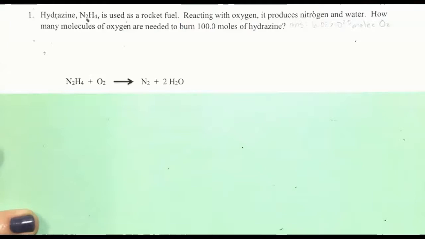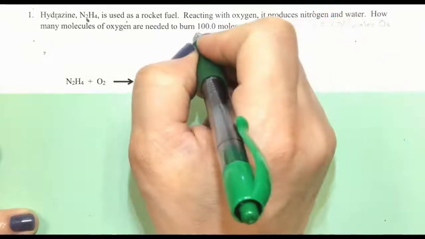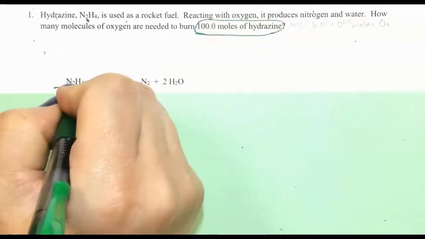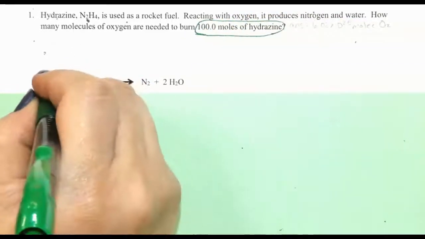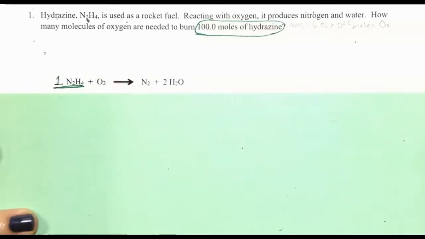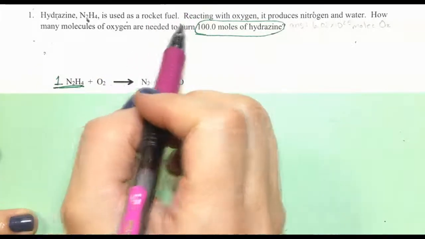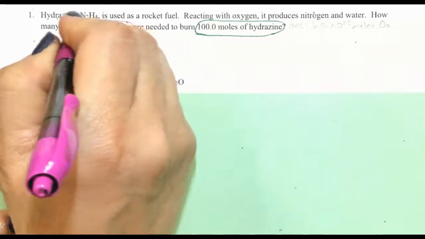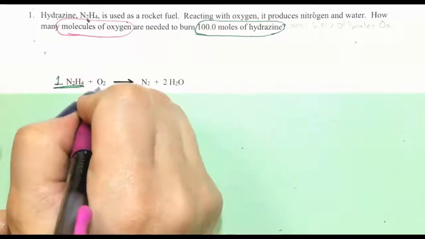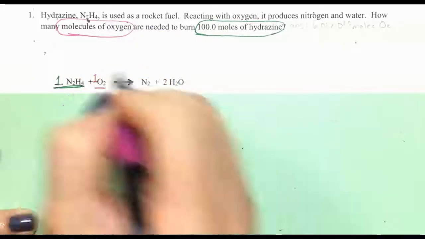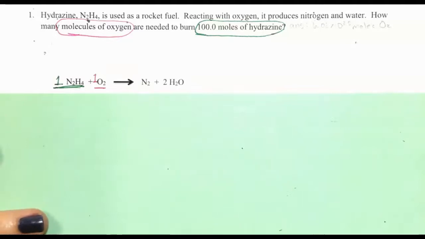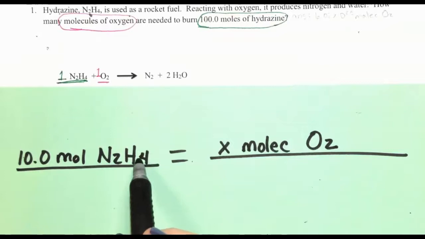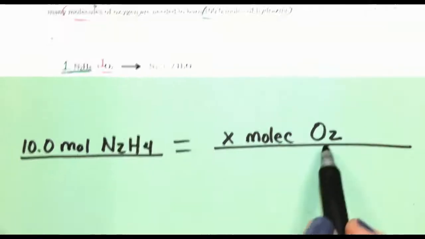Here's the next example. What is our given? It is 10.0 moles of hydrazine, and this is going to be our hydrazine. Notice it has a coefficient of 1. What is our unknown? Well, how many molecules of oxygen is our unknown? And oxygen is here, which also has a coefficient of 1. So now I'm going to set up my proportion. I've got my given 10.0 moles of hydrazine and my unknown X molecules of oxygen.